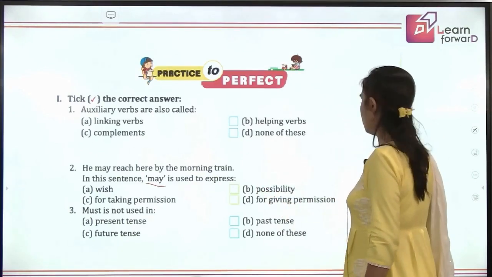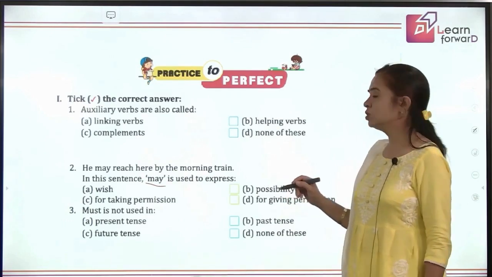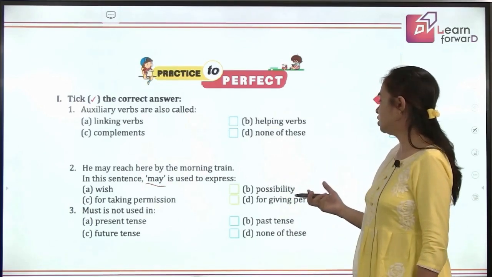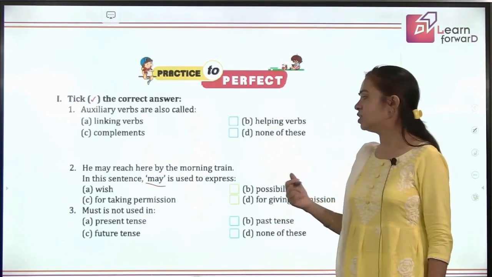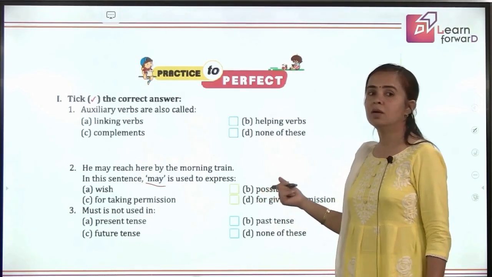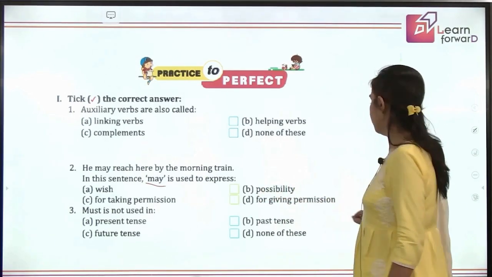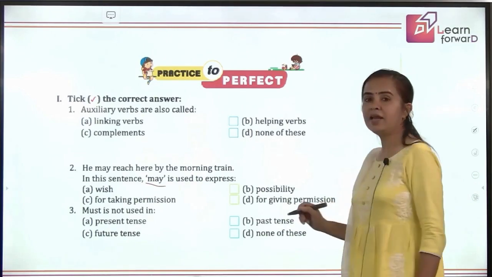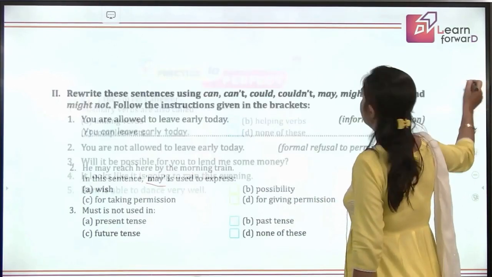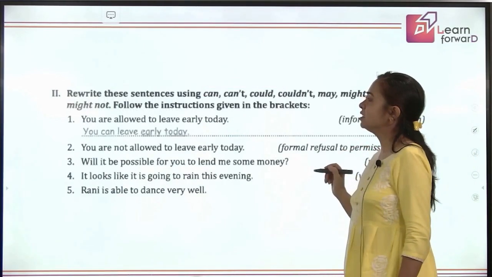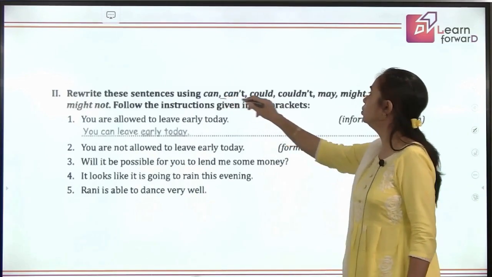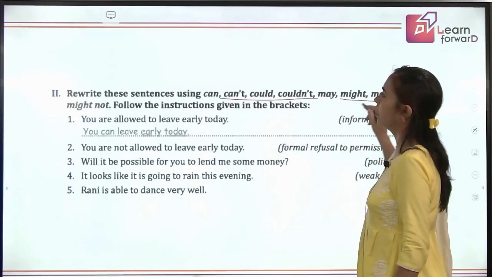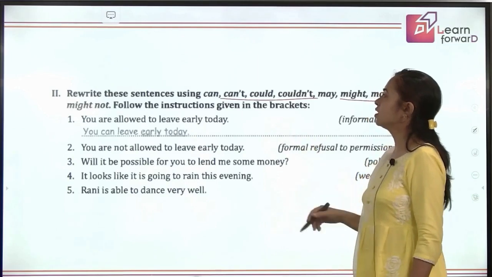Yeah, it's showing possibility. Must is used in present tense, future tense, past tense, or none of these. Where is it not used? Must is not used in past tense, right? Coming to next is rewrite these sentences using can, can't, could, couldn't, may, might, may not, and might not. Follow the instructions given in the brackets.